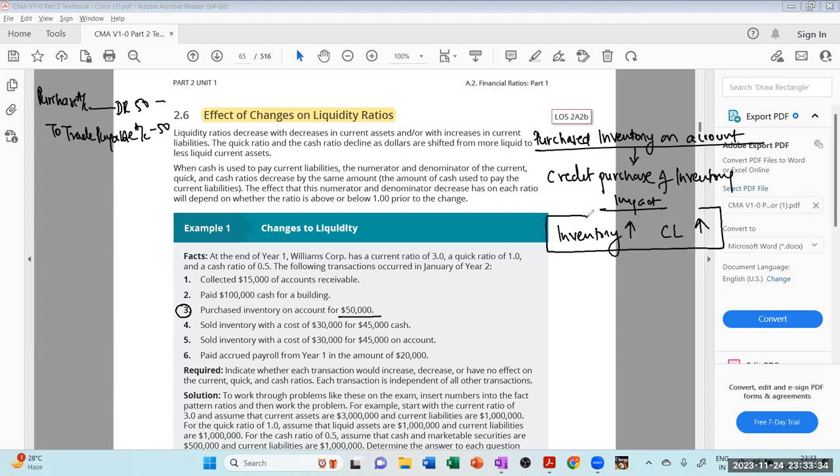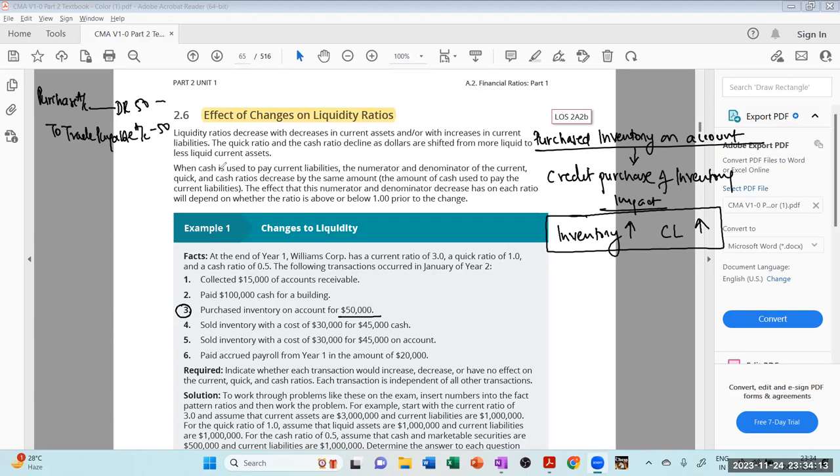Does everybody agree with this statement? Please tell me yes or no. Purchase to supplier is the same as purchase to trade payable. Barabar hai? I hope there's no doubt on that front. Now, can I agree with this statement? Inventory has increased and current liability also has increased. Yes or no? Yes, sir. Agreed? Okay.